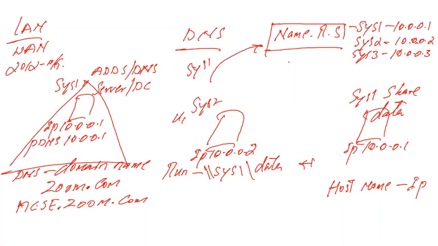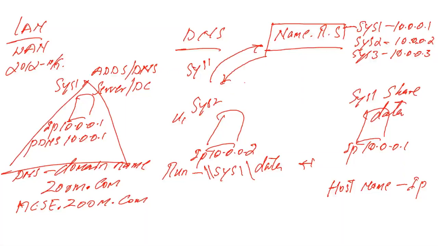IP address information. So what will the name resolving service do? It will take the system name and check the database. In the database it will check the system name: system1, and system1's IP is 10.0.0.1. So the name resolving service will take the system name and give the IP address. This process is called resolving. The name resolving service is taking the host name and giving the IP address to you.